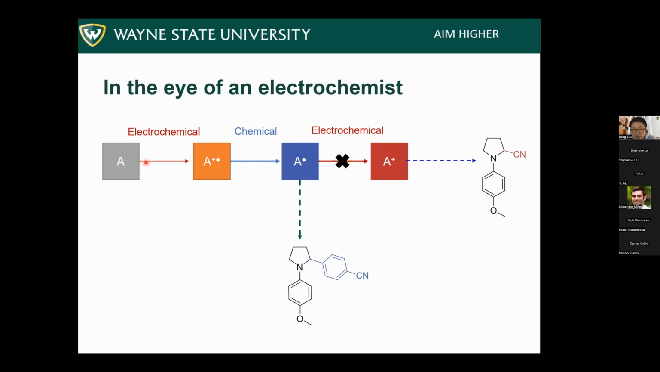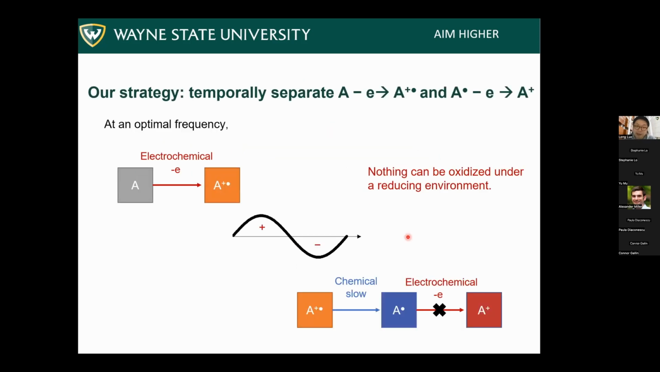And then we realized that this three-step process is actually sequential, which means you have to perform the first one, then you can perform the second one, and only after you're done with the second one can you do the third one. So they have this kind of sequential property. So if that's the case, can we temporarily separate these two oxidation steps? What if we have a really slow chemical step and we apply a short oxidation pulse and just oxidize these A to A plus dots?